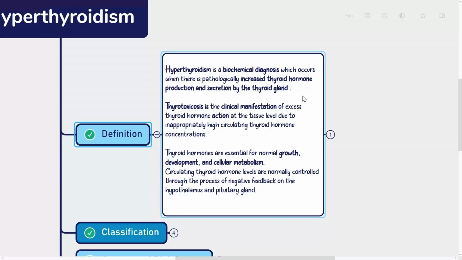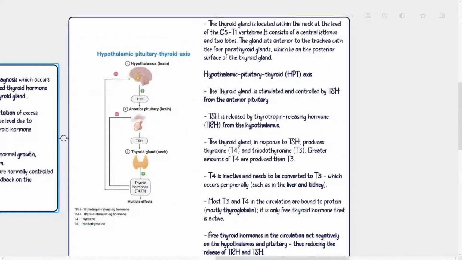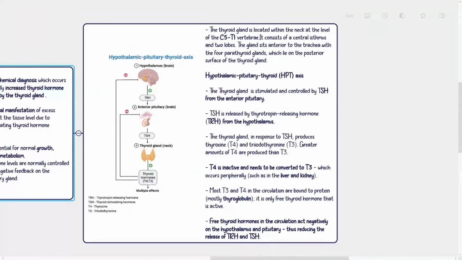Circulating thyroid hormone levels are normally controlled through the process of negative feedback on the hypothalamus and pituitary gland. The thyroid gland is located within the neck at the level of the C5 to T1 vertebrae. It consists of a central isthmus and two lobes. The gland sits anterior to the trachea, with the four parathyroid glands lying on the posterior surface of the thyroid gland.